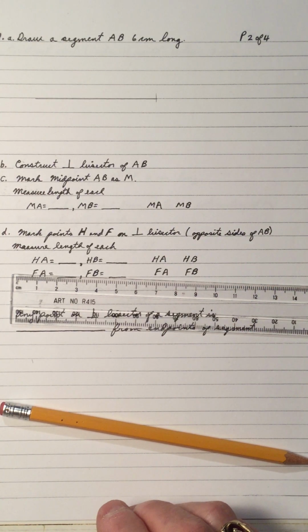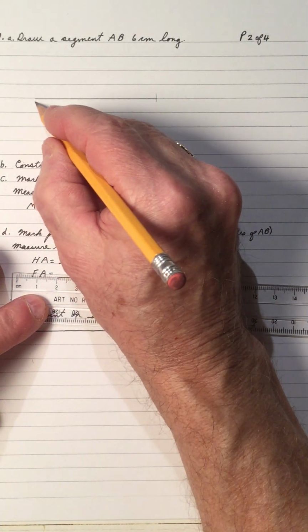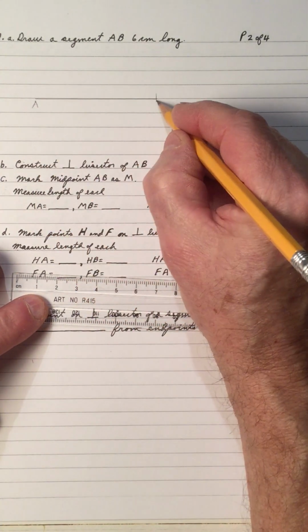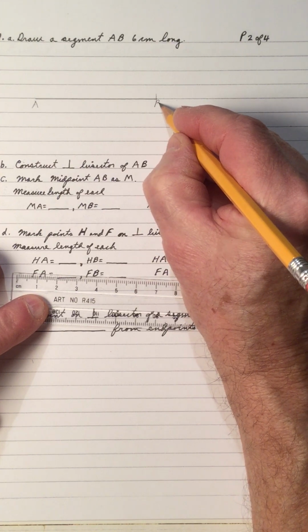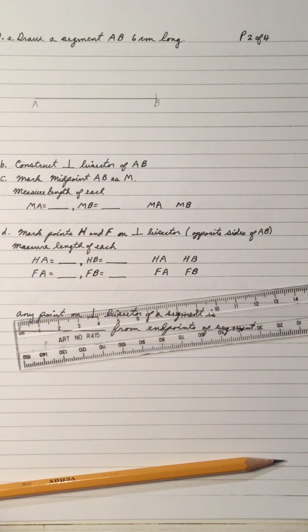Now that I have my segment of 6 centimeters drawn, I'm going to label it A on one end and B on the other end. Now I want to construct the perpendicular bisector of AB.